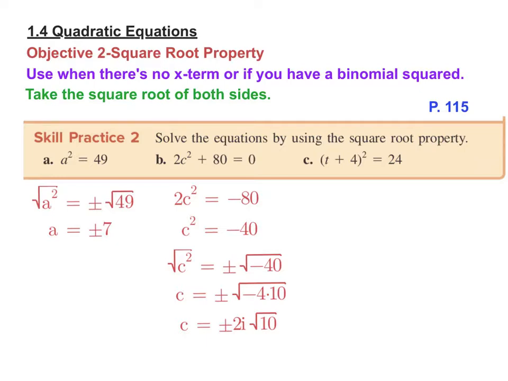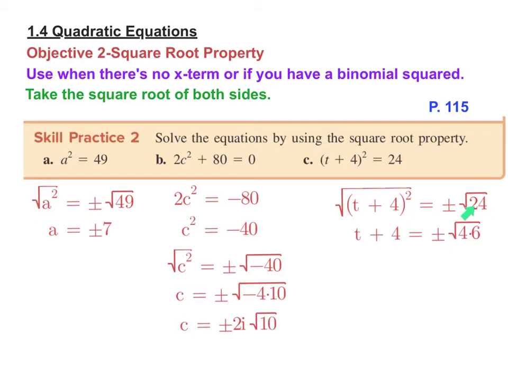Alright, on the last one, please, please, please, for square root property, do not FOIL this out. That is not what you're supposed to do. Okay? When you have a binomial squared, if I just undid that squaring by taking the square root of it, I'd just be left with the t plus 4, excuse me. Okay, so that's what we want to do here. We want a square root of both sides right away to get this squared to go away. So really what I have here is t plus 4 equals plus or minus.